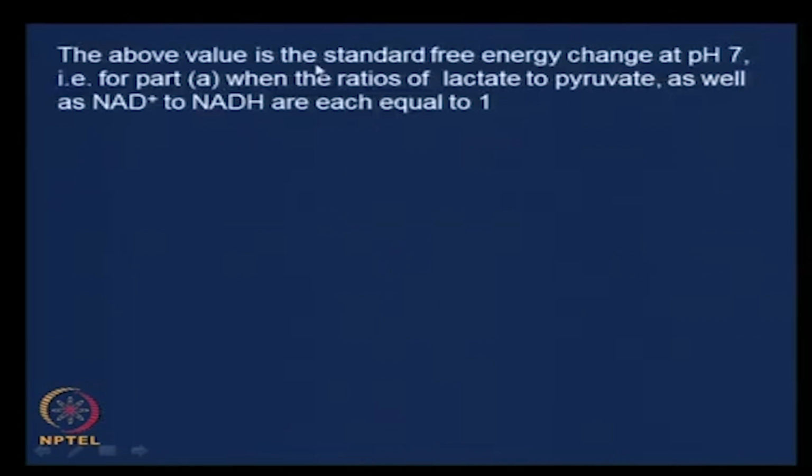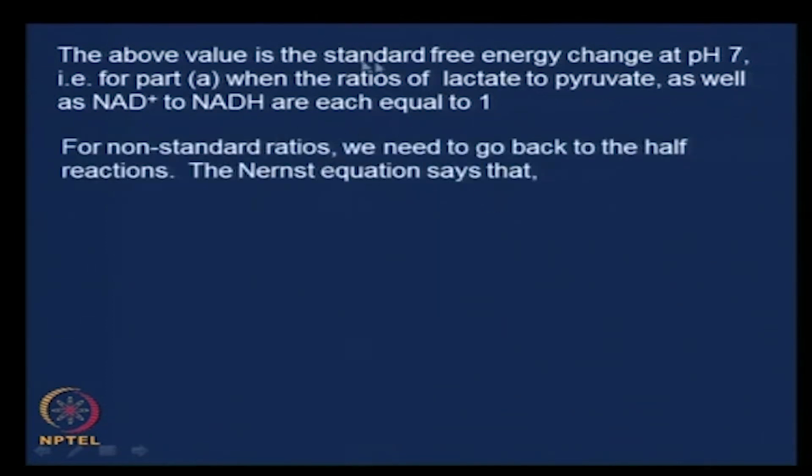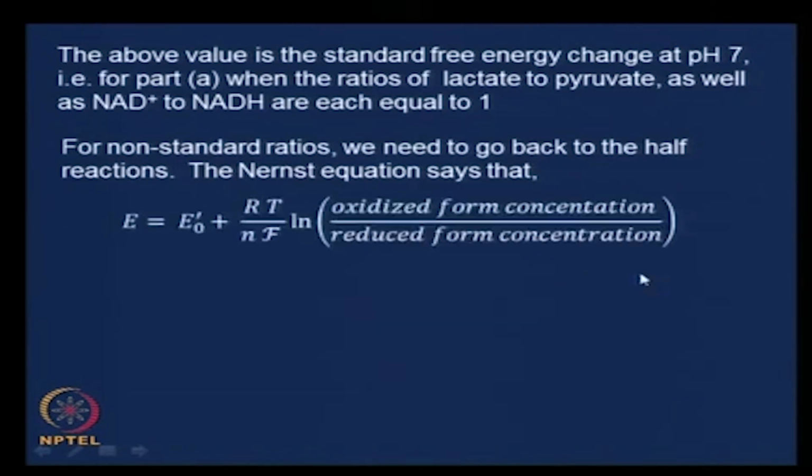Now the above value is the standard free energy change at pH 7, that is for part A, when the ratios of lactate to pyruvate as well as NAD plus to NADH are equal to 1. Why is that? To appreciate this, the second ratio is given. For non-standard ratios we need to go back to the half reactions itself. To do that we need to look at the Nernst equation that says E equals E naught dash plus RT by nF ln, natural log, of the oxidized form concentration divided by the reduced form concentration.